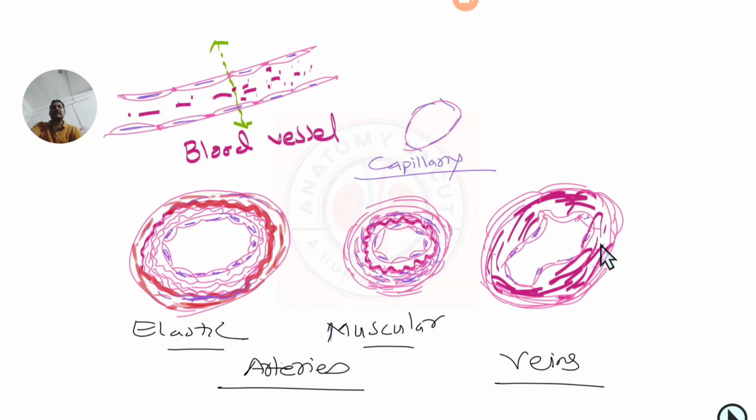Now the veins are generally collapsed, they have a collapsed lumen, okay, and they may contain valves inside if they are of bigger size, especially the limb veins. Okay, structurally they are quite similar to the arteries. If you see with the naked eye, you will only feel that the veins are thin, whereas the arteries have a thick wall. That is the one gross feature.